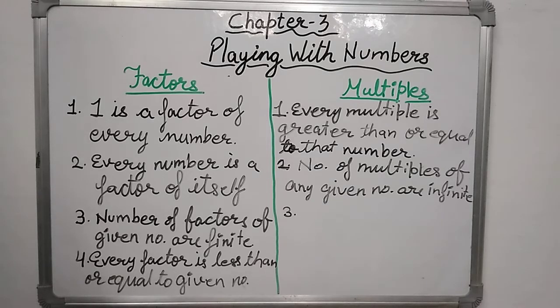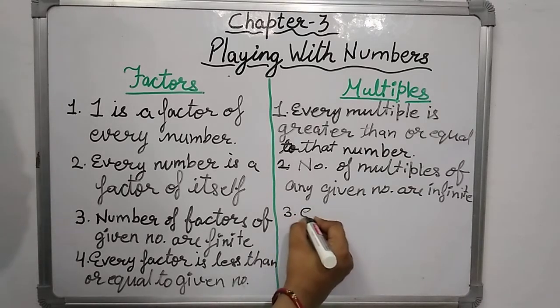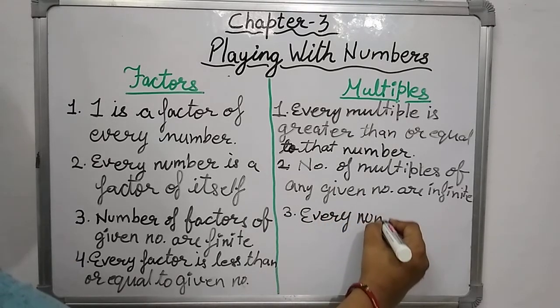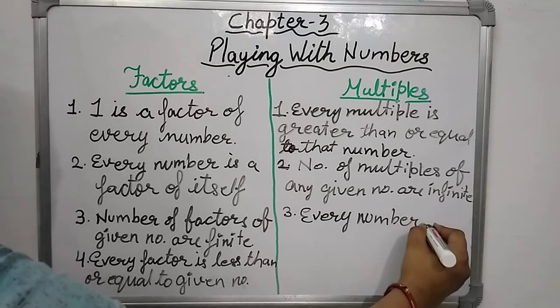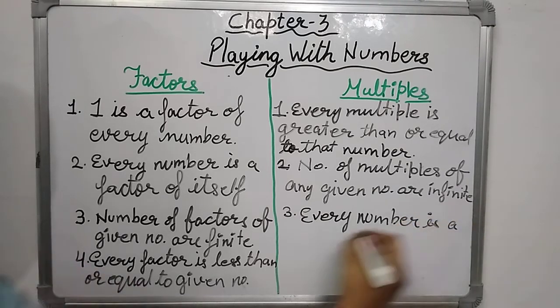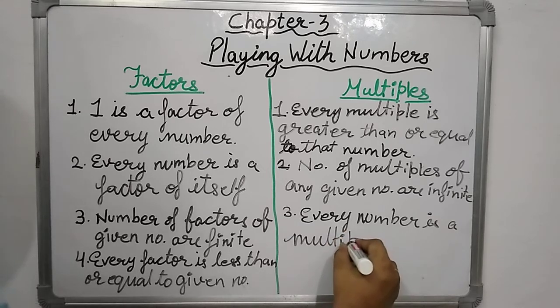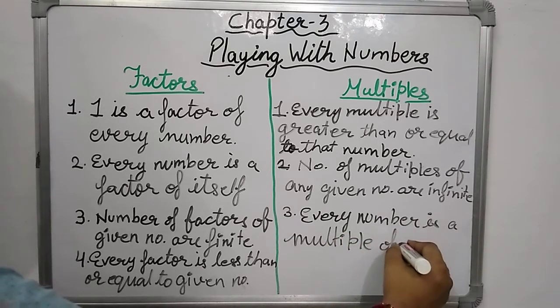Last fact is every number is a multiple of itself. Every number is a multiple of itself.